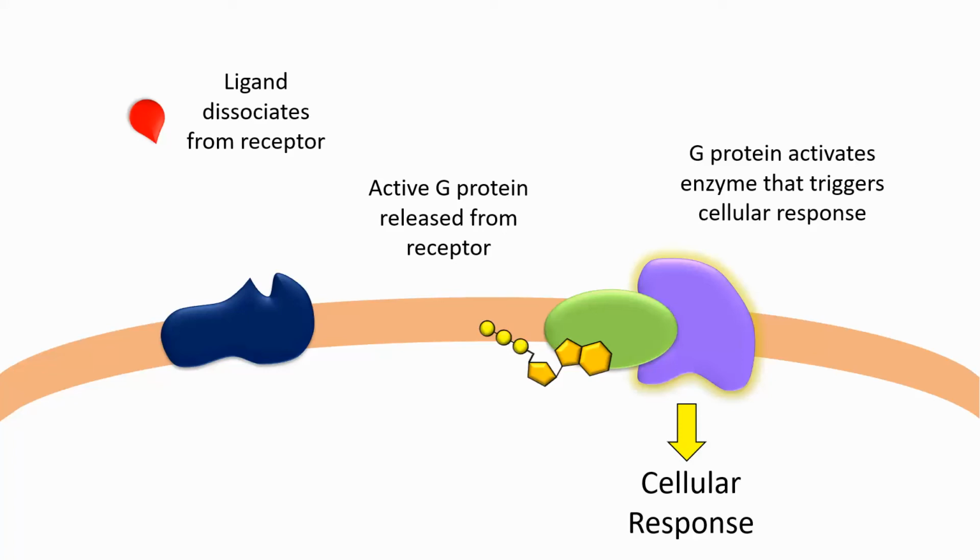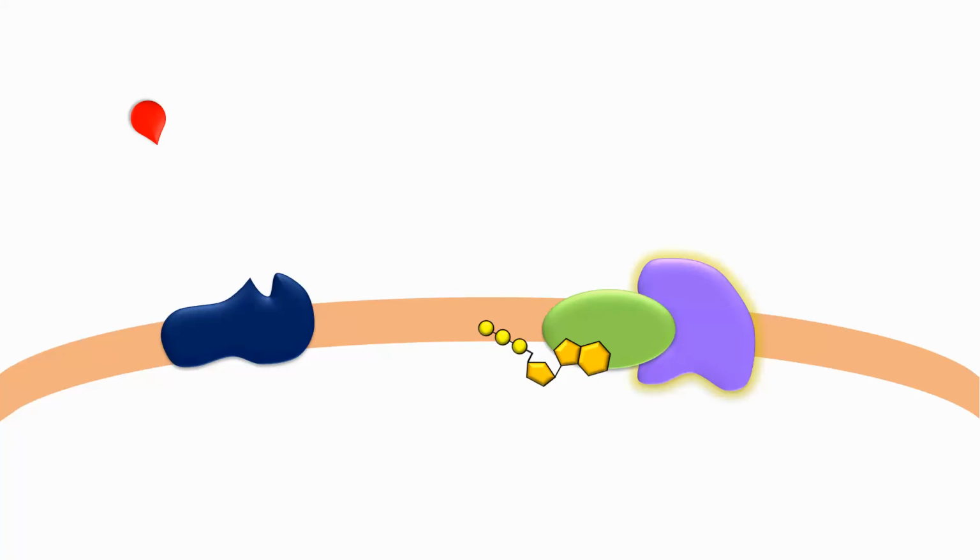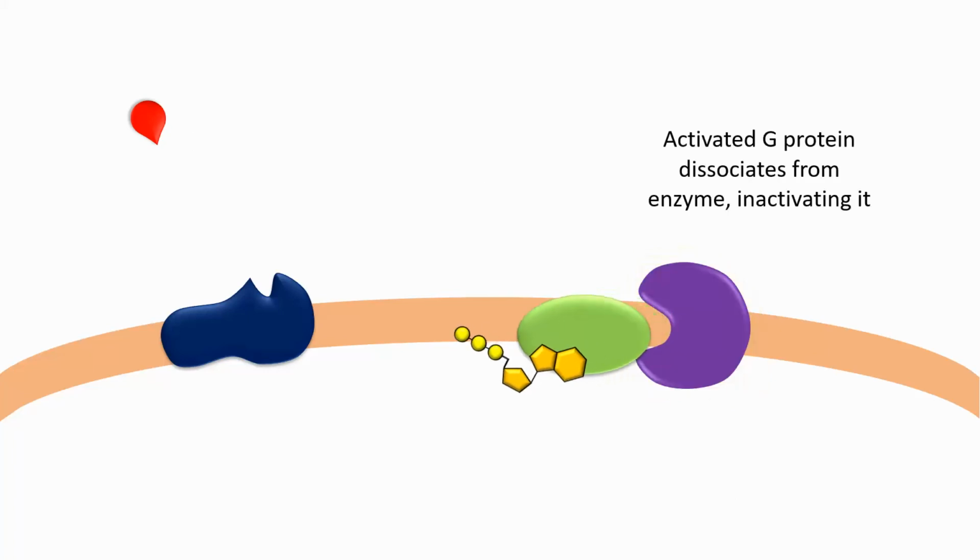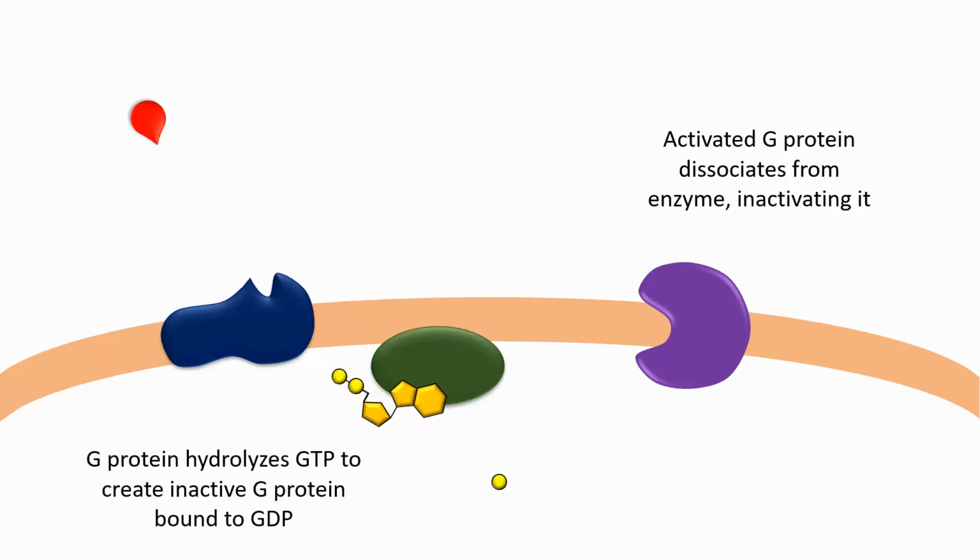Now, we have that cellular response going on. In the meantime, the G protein, once it's activated, this other enzyme is going to hydrolyze its GTP. So it dissociates from the enzyme and becomes inactive. It's going to break down its GTP to make GDP, which inactivates the G protein until another signaling molecule comes along.